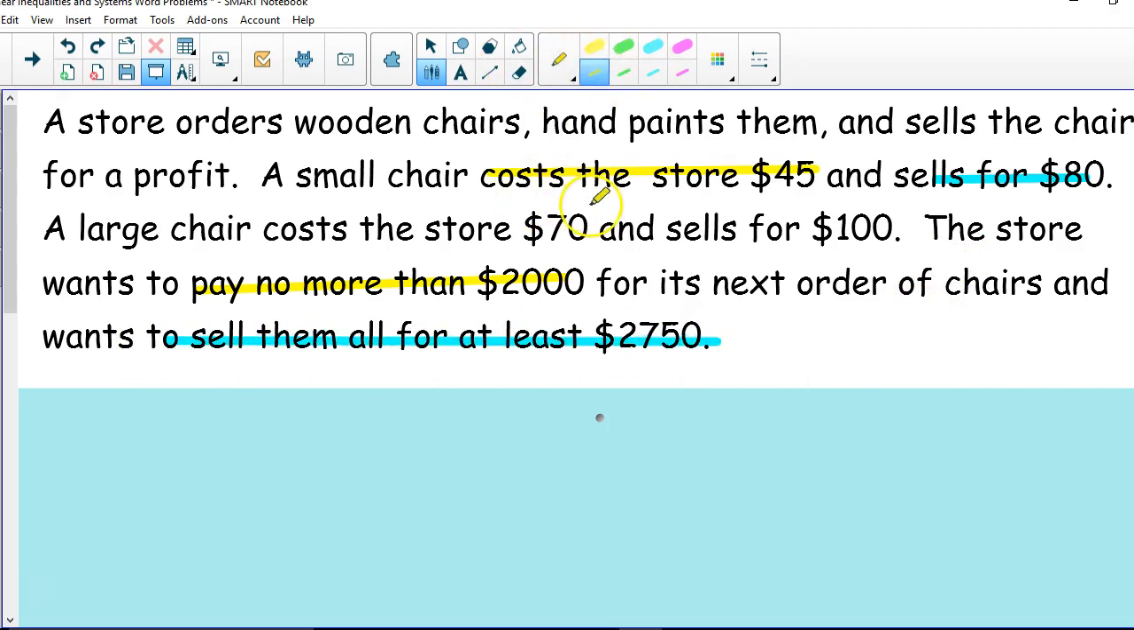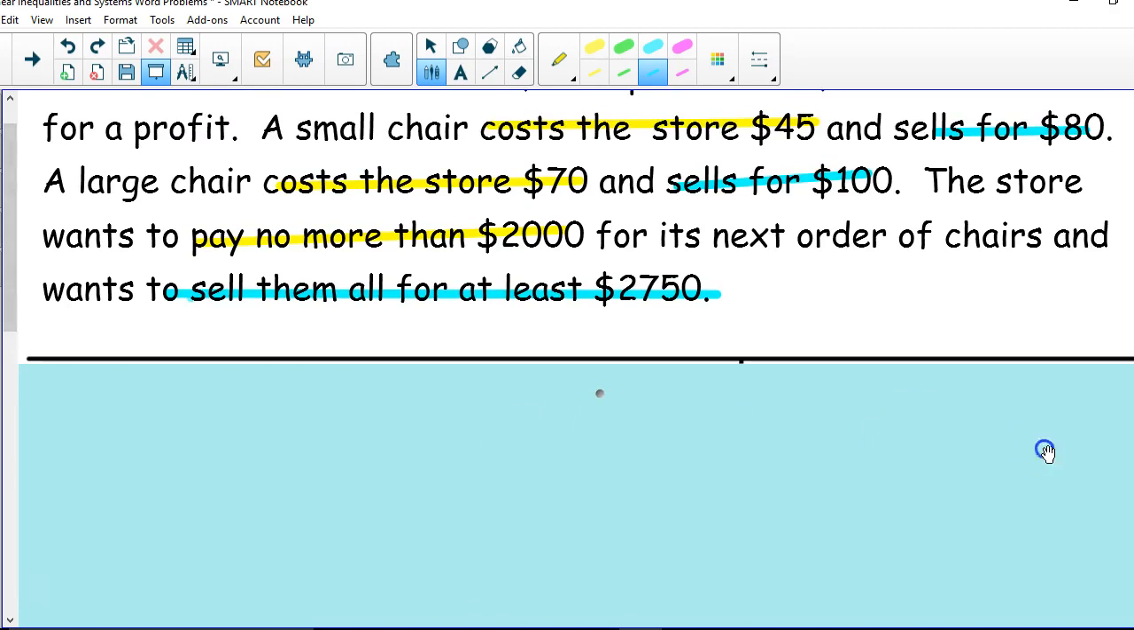Okay, let's keep reading. A large chair costs the store $70. Again, that's part of the total cost for the chairs for the store. They sell it for $100. That's part of the total sale. Okay, now what I want you to do is pause this and write it down. If you were writing while I'm talking, make sure that you understand what I just said. So rewind if you need to.